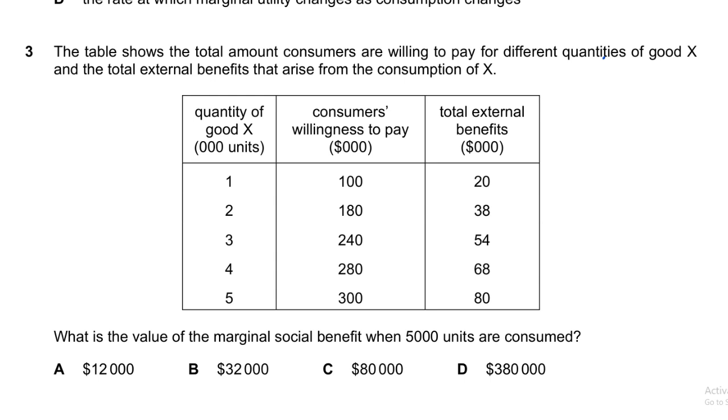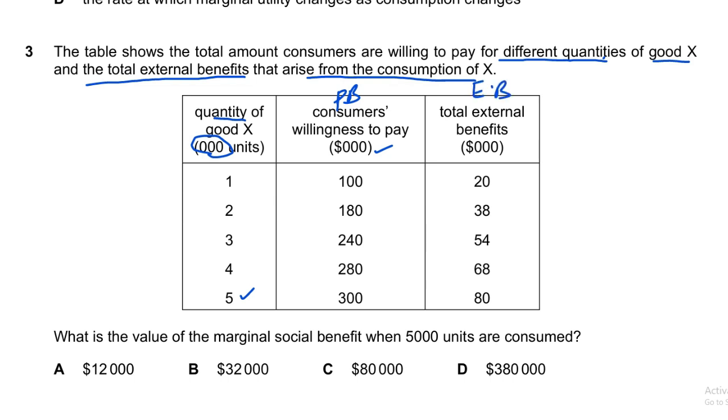Question number 3 says the table shows the total amount consumers are willing to pay for different quantities of good X and the total external benefits that arise from the consumption of X. X is the name of a product. These are different quantities in thousands, so 1000, 2000, 3000, 4000 and 5000. Consumers' willingness to pay is also in $1,000. Consumer willingness to pay shows private benefits, and this is external benefit.